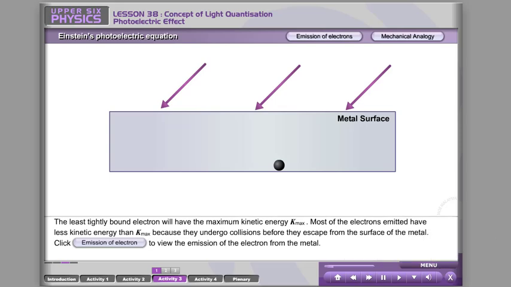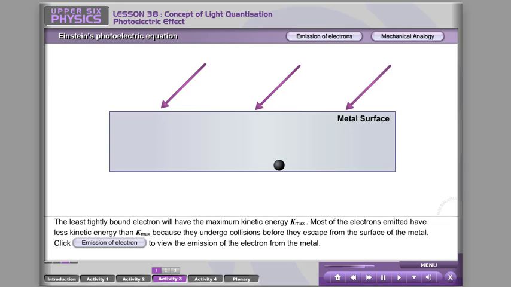The least tightly bound electron will have the maximum kinetic energy, K maximum. Most of the electrons emitted have less kinetic energy than K maximum because they undergo collisions before they escape from the surface of the metal.